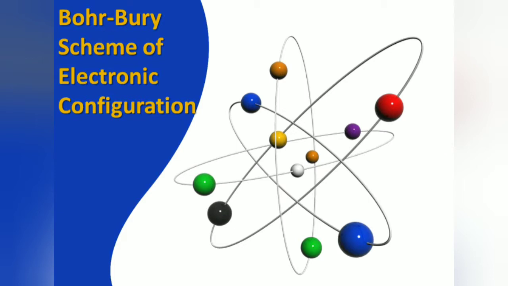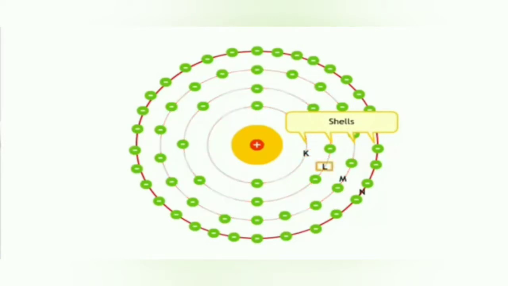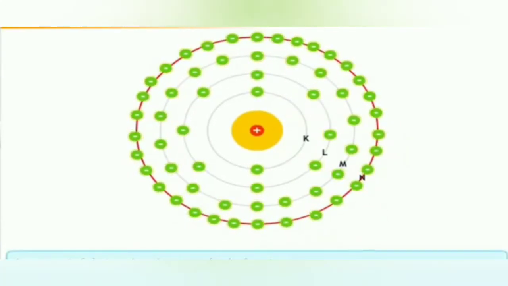In an atom, electrons are not randomly placed around the nucleus. They are placed in fixed energy levels or energy shells as suggested by Bohr's atomic model. These shells are named as K, L, M, N and so on. The arrangement of electrons in these shells is known as electronic configuration.